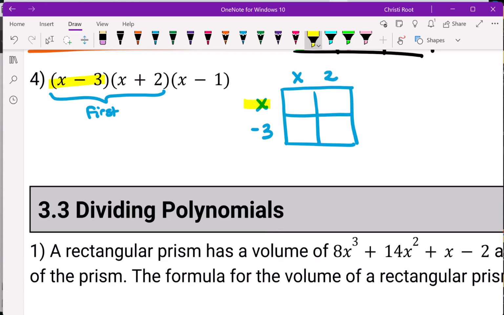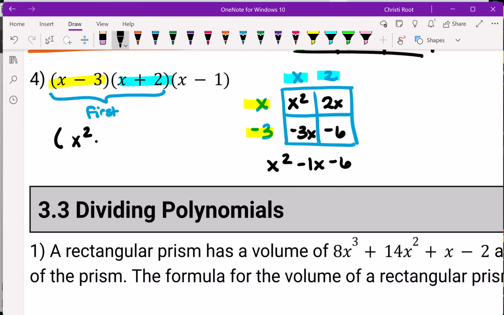So if you want a color code, this is how it goes. Okay, multiply. All right, I wound up with x squared, add your diagonal together, negative 1x minus 6. So this is now going to become x squared minus 1x minus 6. You got to drop this down, and now it looks like question number 3. So the second thing that you have to do is multiply these two.